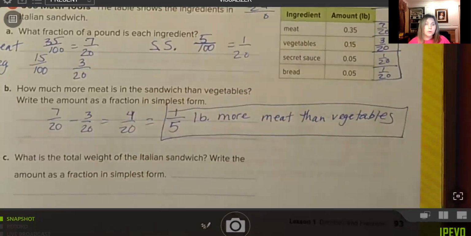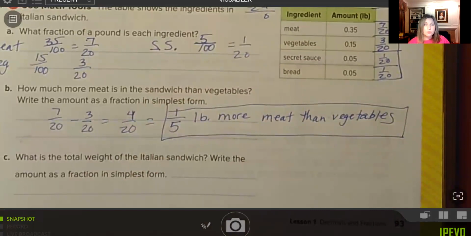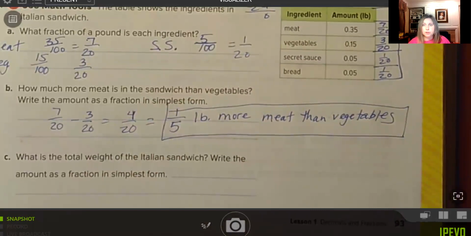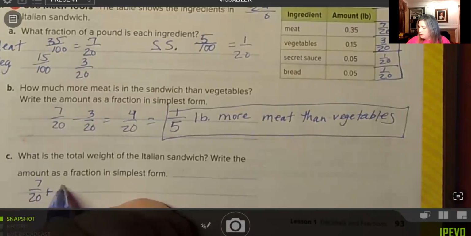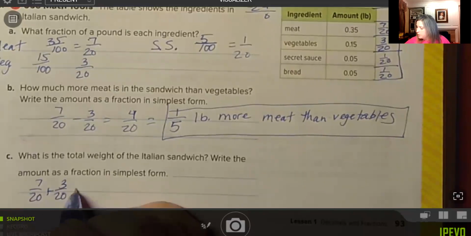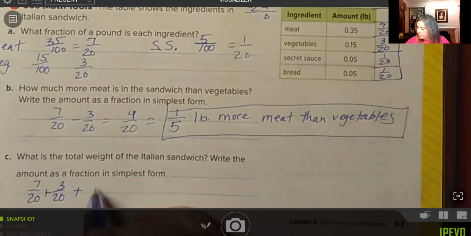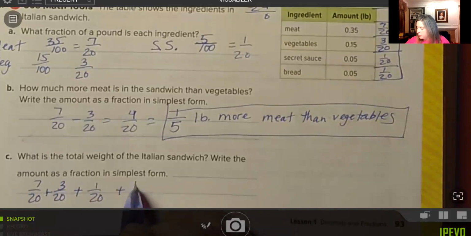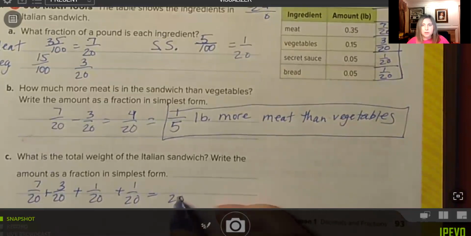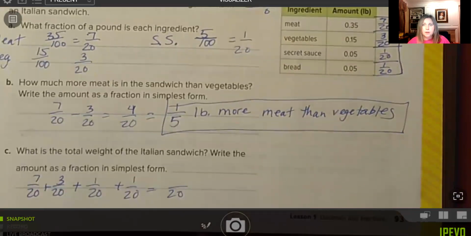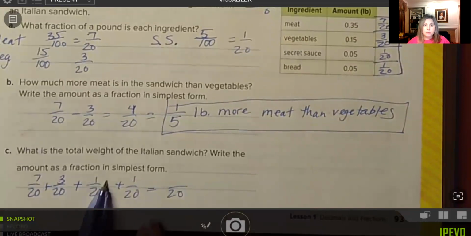And then part C, what is the total weight of the Italian sandwich? Write the amount as a fraction in simplest form. So these are all in 20ths, so we can add these together. So 7/20 plus 3/20 plus 1/20 plus 1/20. So we're adding our numerators because we happen to have like denominators. And so 7 plus 3 is 10, plus 1 is 11, plus 1 more is 12.